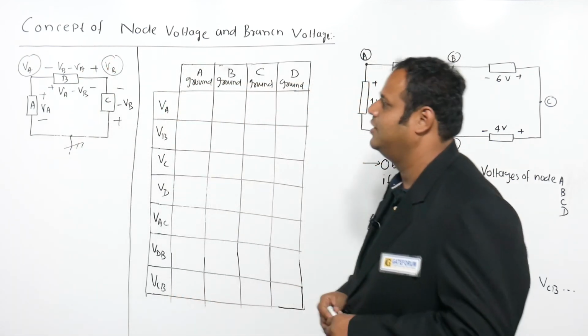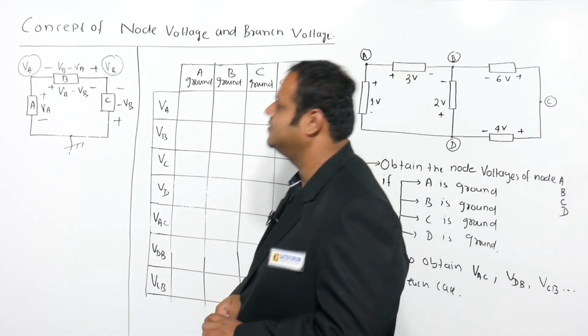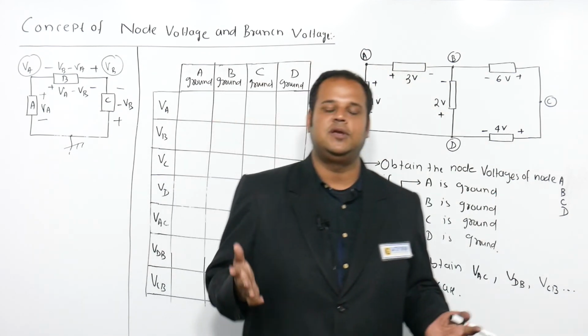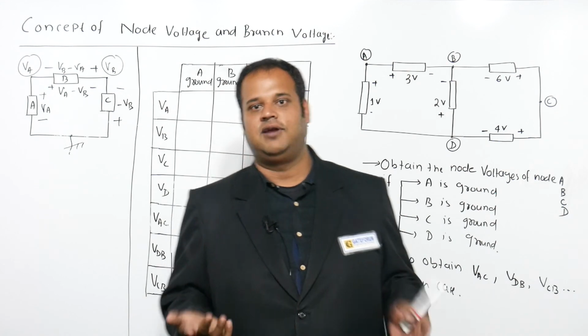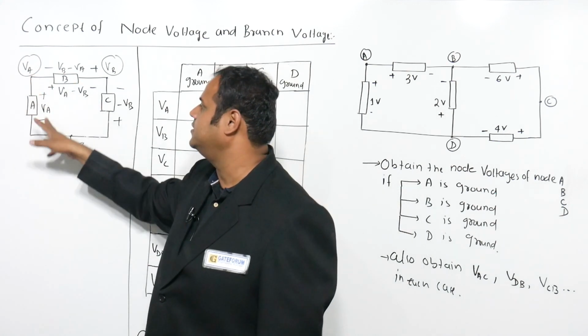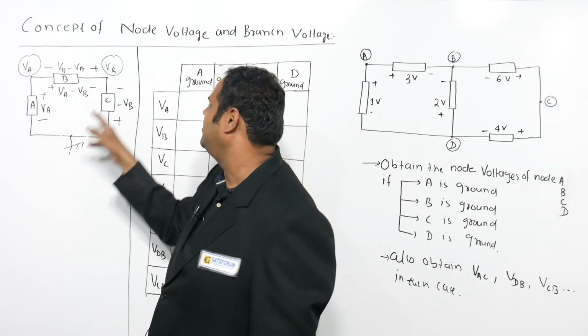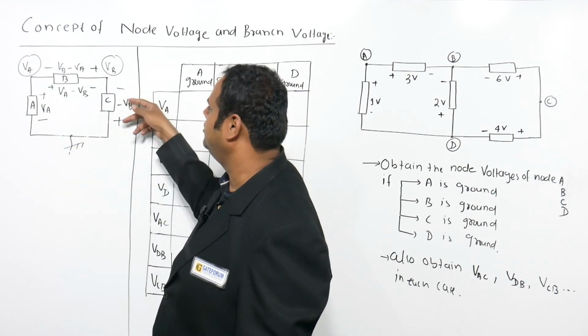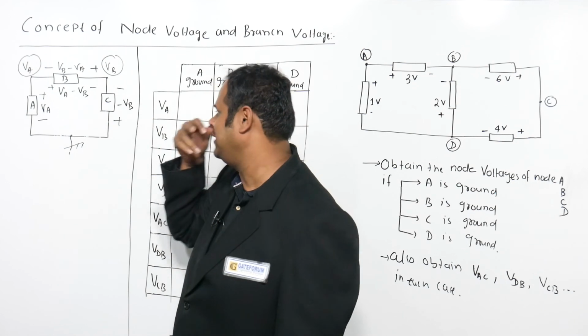So sometimes it happens in network analysis that a node voltage happens to be equal to the branch voltage, right? For example, this one, the node voltage is VA, branch voltage is VA, right? But it's not happening in this case. It is minus VB. This is VB, this is minus. There is a sign mismatch.